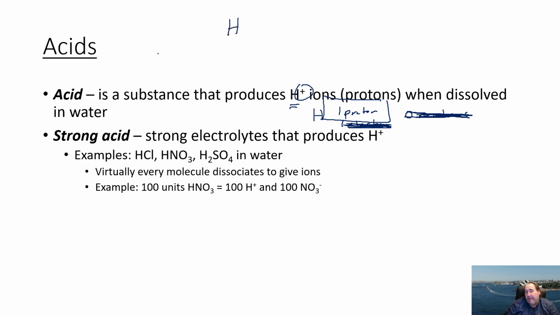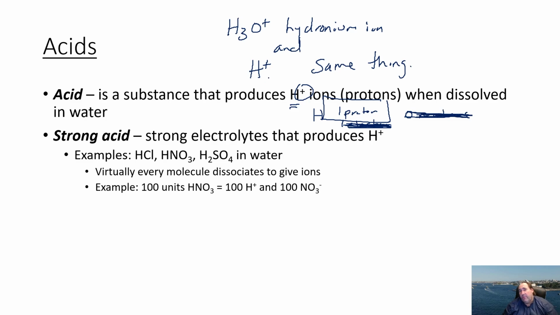Also, as I mentioned before, in acid-base chemistry, H3O plus, which is known as the hydronium ion, and H plus are essentially the same thing, and they're used interchangeably. They represent really the acidic part of the solution. I personally use H plus most of the time, but anywhere I use H plus, you can put H3O plus in terms of acid-base chemistry, and it basically means the same.